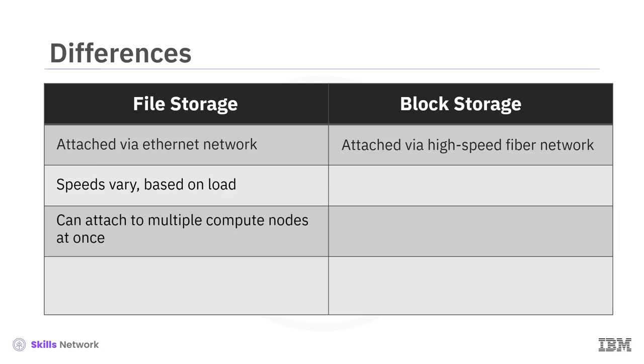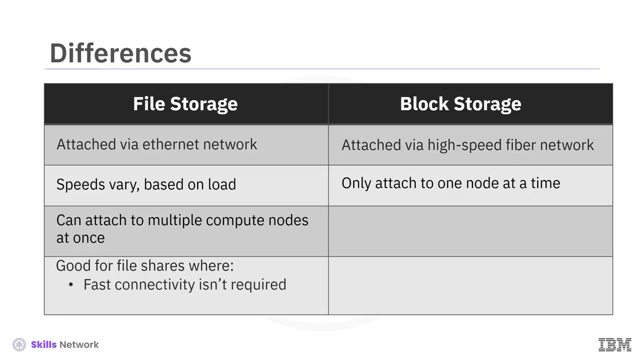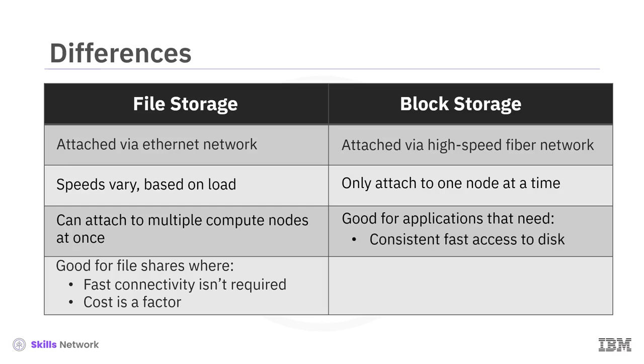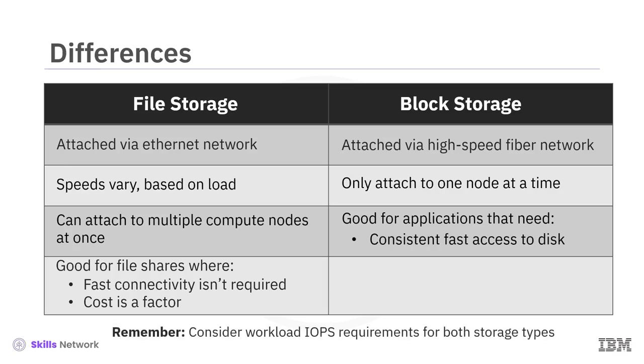File storage can be attached to multiple compute nodes at once. Block storage can only be attached to one node at a time. File storage is a good choice where file shares are required, where workloads do not require lightning-fast connectivity to storage, or where cost is a factor. Block storage is a good choice when supporting an application that needs consistent fast access to disk, such as databases. Remember to consider the IOPS requirements of the application when provisioning either file or block storage.